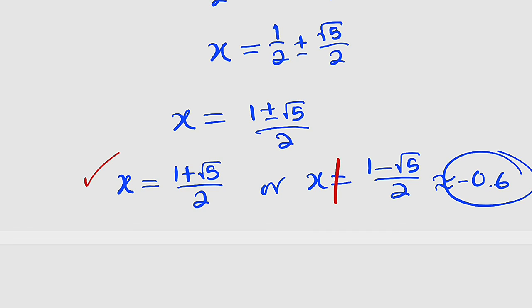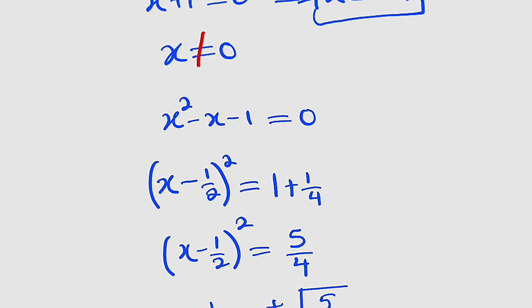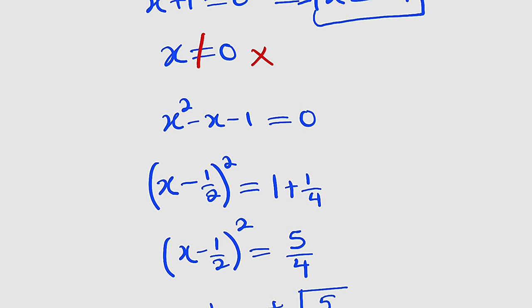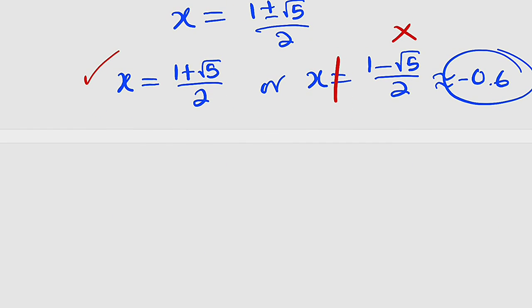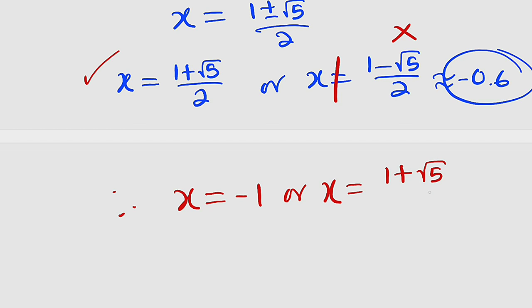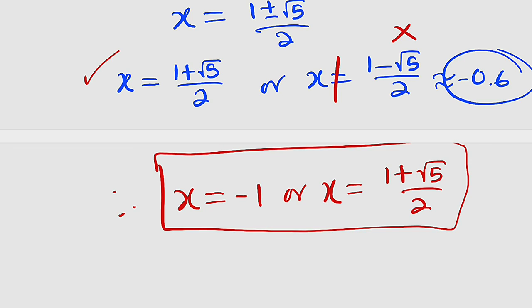So you can see that we have 4 solutions. We have discarded this one. We have discarded 0. We're only going to consider negative 1 and 1 plus root 5 divided by 2. Therefore, x equal to negative 1 or x equal to 1 plus root 5 divided by 2. These are our only valid solutions.